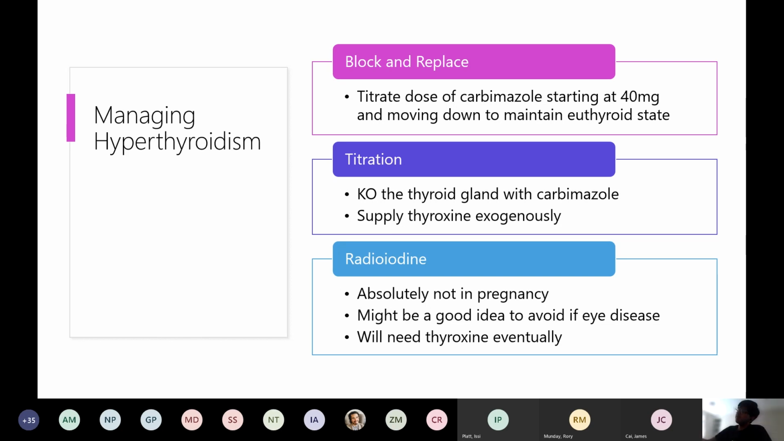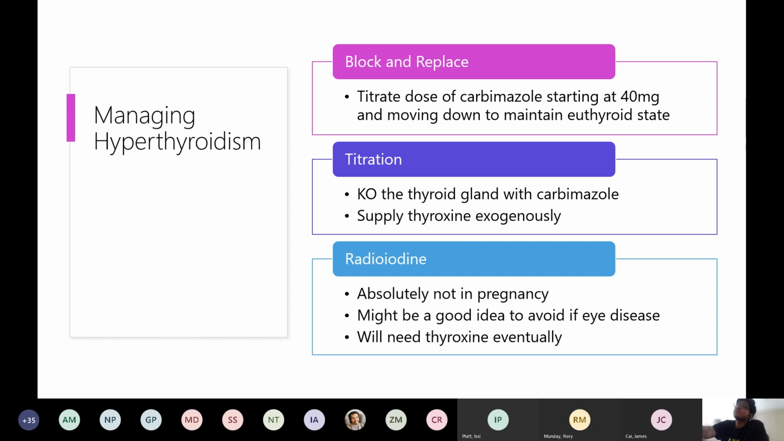So with the medical management, you've got 2 different approaches to how you can manage them medically. Does anyone know what the 2 methods we use are? So there's block and replace, and there's dose titration. Absolutely. So these are the 3 big ones you need to know. Thyroid surgery is also very relevant. I just haven't spoken about it because I find surgery a bit boring. Sorry.